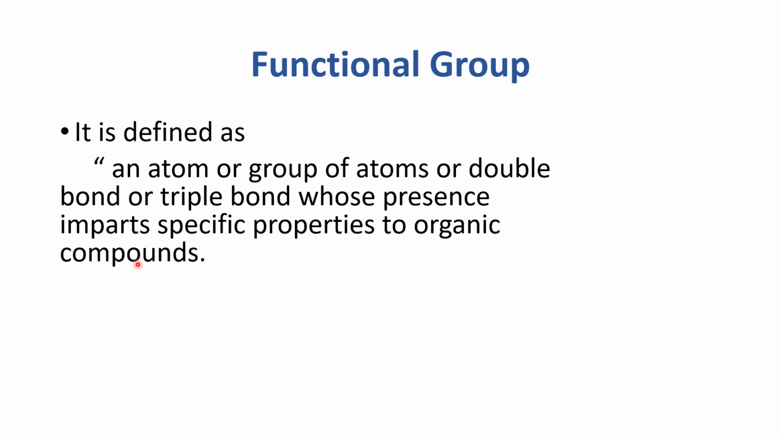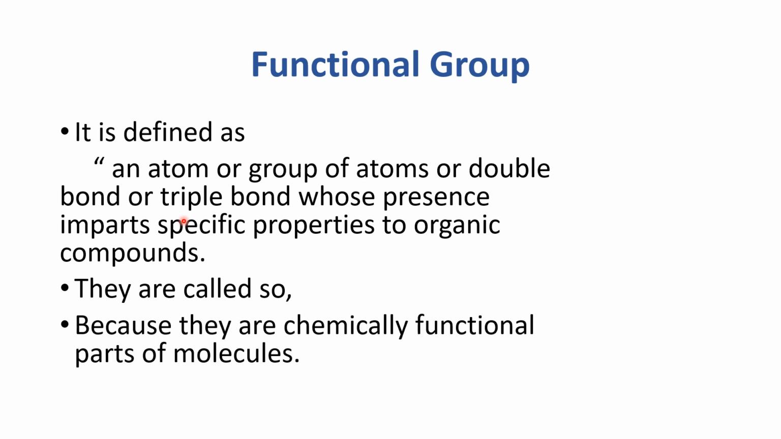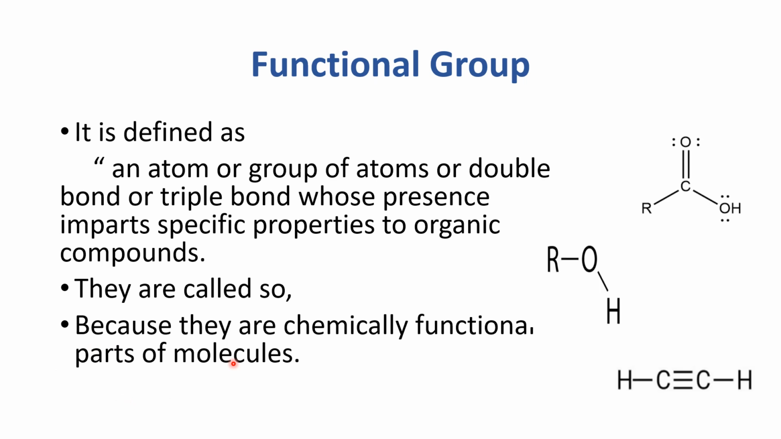So functional group एक atom भी हो सकता है, group of atoms भी हो सकता है, double bond भी हो सकती है और triple bond भी हो सकती है. They are called so because they are chemically functional parts of the molecules. So here we have some examples.